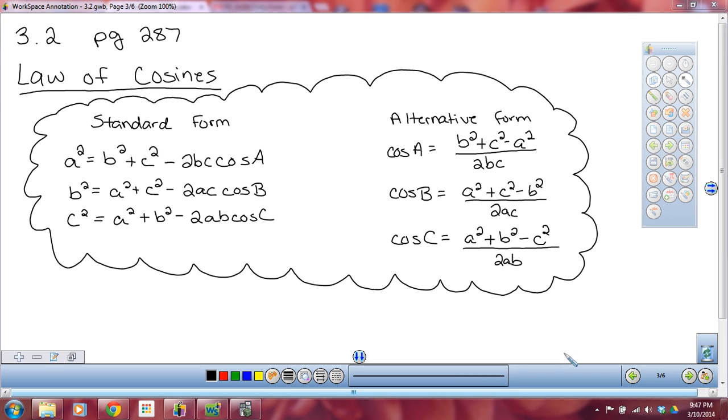Typically use the standard form when you're trying to find a side if they give you an angle. Remember, all the capital letters represent angles, and all of the lowercase letters represent a side. And then the alternative form is when you're trying to find an angle. Now, I will tell you this, sometimes it's easier to use law of sines, and sometimes it's easier to use law of cosines. You just kind of have to work and figure that out sometimes.